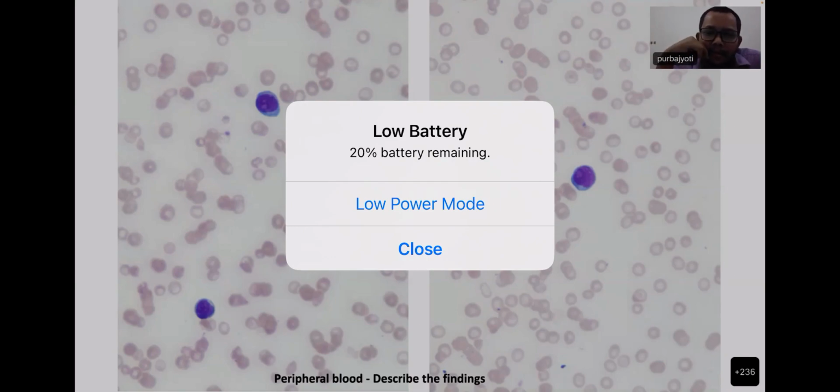Normal cells or atypical cells? Atypical cells. Do they look myeloid or lymphoid? They look lymphoid. Do they look mature or immature? They look immature. So they look like immature lymphoid cells. What would be the differential diagnosis if you see these kind of cells in the peripheral blood?